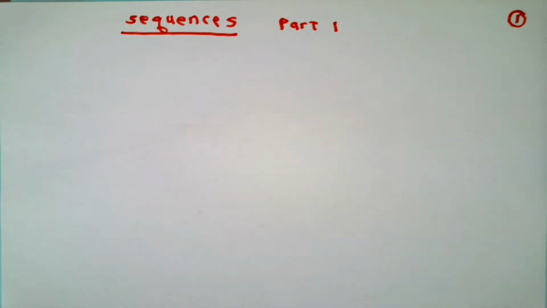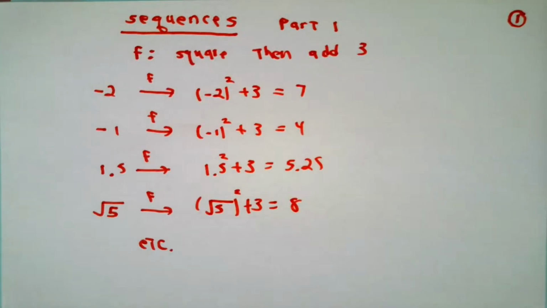Ordinarily, when we think of functions, we think of allowing all possible real numbers as inputs into the functions. For example, here's a function. The procedure is square, then add 3. I can think of taking -2 or -1 or 1.5 or even square root of 5, feed it through this process, and end up with one number or the other.